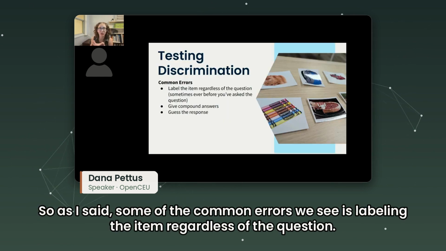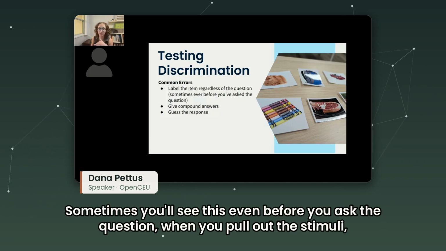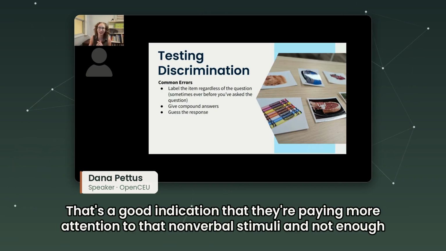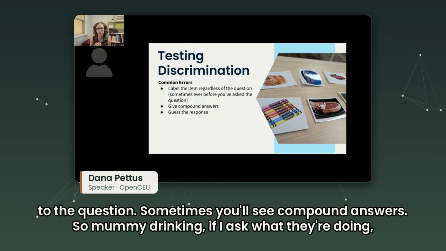So as I said, some of the common errors we see is labeling the item regardless of the question. Sometimes you'll see this even before you ask the question: when you pull out the stimuli, they start naming the actions, they start naming the item. You haven't even asked a question. That's a good indication that they're paying more attention to that nonverbal stimuli and not enough to the question.